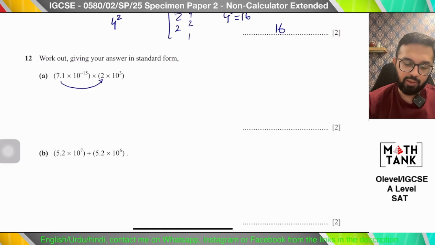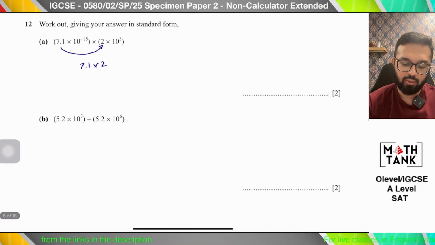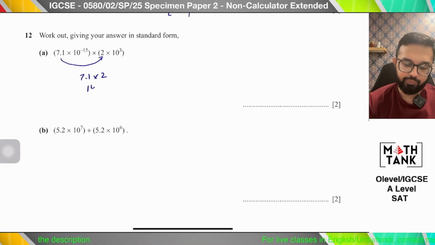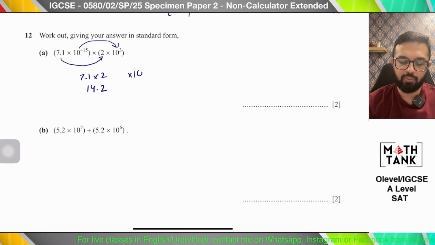The numbers multiply with themselves. 7.1 into 2 gives me 14.2, my bad, 14.2. And since these bases are the same, their powers get added. So 10 power minus 15 plus 3. So that gives me 10 power minus 12.